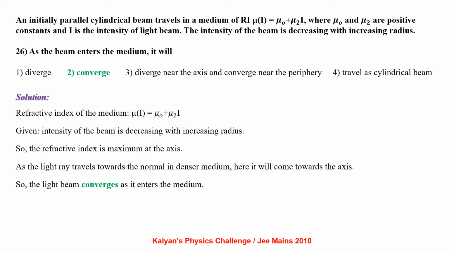Question number 26. As the beam enters the medium, it will. The refractive index of the medium, as we can see, is mu(I) equal to mu naught plus mu 2 I, given that the intensity of the beam is decreasing with increasing radius. So the refractive index is maximum at the axis of the beam. As the light ray travels towards the normal in a denser medium, here it will come towards the axis. So the light beam will converge as it enters the medium.